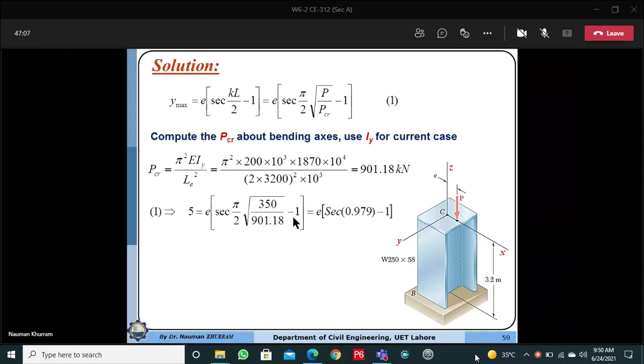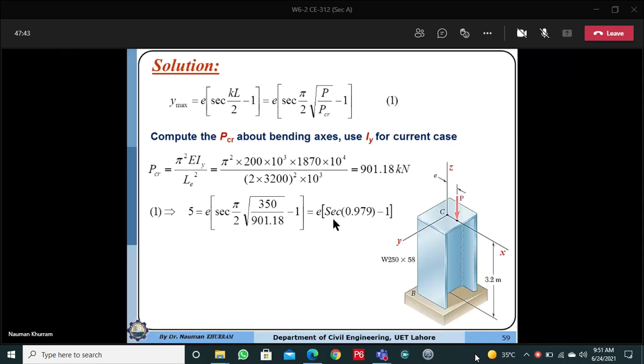Okay, here you shall see that if the eccentricity is 0, then the column will buckle at a load value of 901.18. But due to the eccentricity, the column is buckling or bending at a load of 350, which is much lesser than P critical. So this ratio indicates how much capacity is reduced due to the E value. So you will simplify this parameter, which is coming out to be E secant.